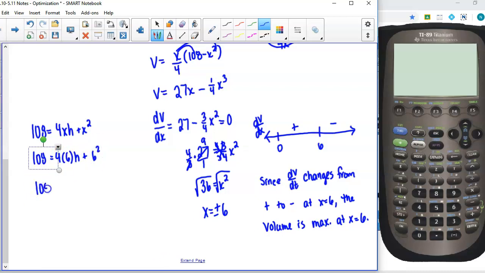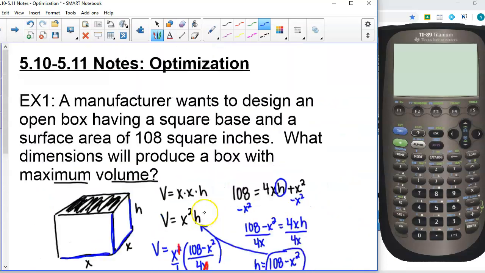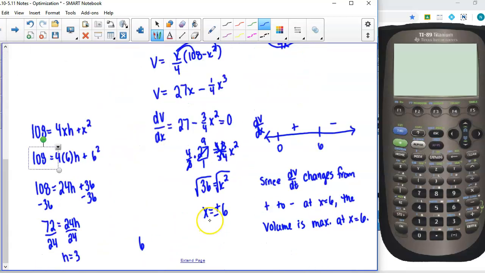So 108 would equal 24h plus 36. We would subtract 36, which would give us 72 equals 24h. Divide by 24, and h equals 3. So we would have 6, is this feet, inches, what is this? Inches. So you would need a box that was 6 inches by 6 inches by 3 inches.